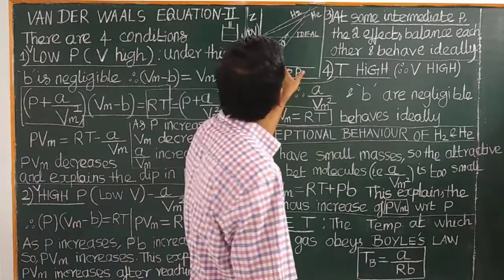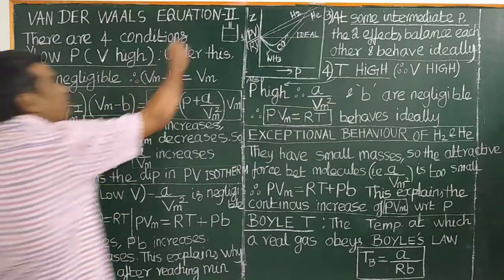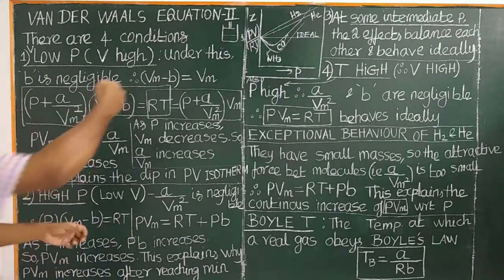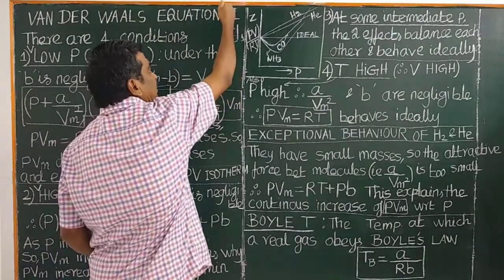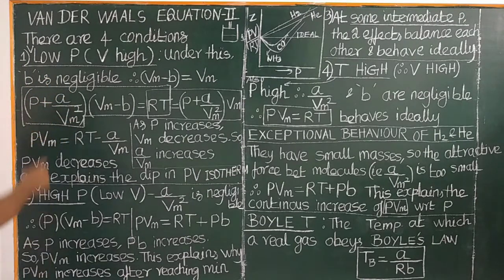Next, let us see the next condition: high pressure. You go to high pressure. At very high pressure, volume is low. When you press, the volume will be less. Therefore, pressure is very high. This factor is very small because this is 1000 atmosphere. This will be 0.1.